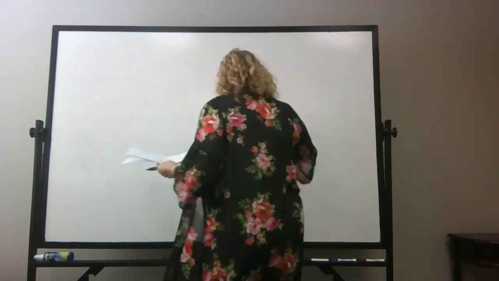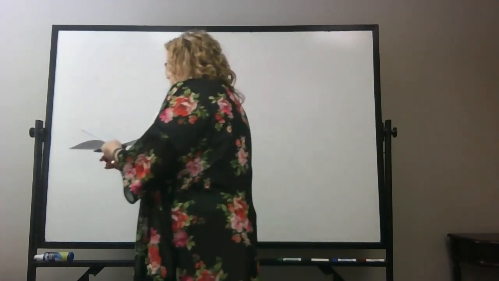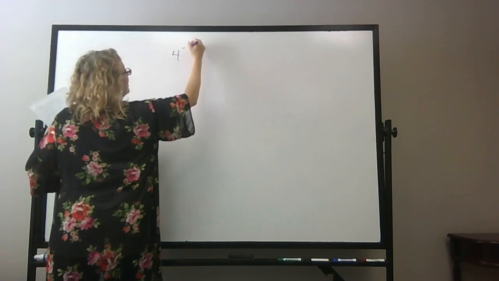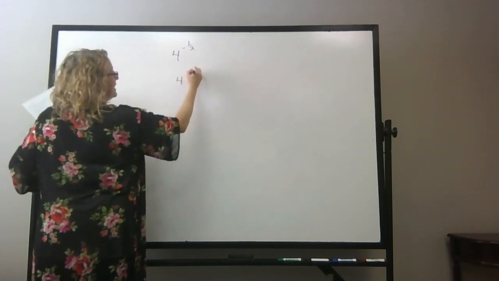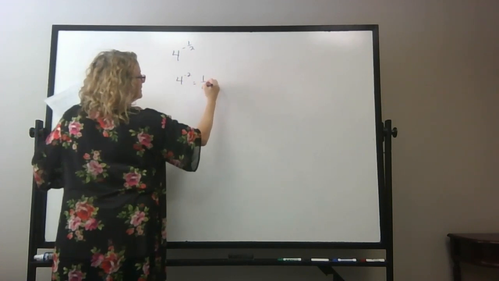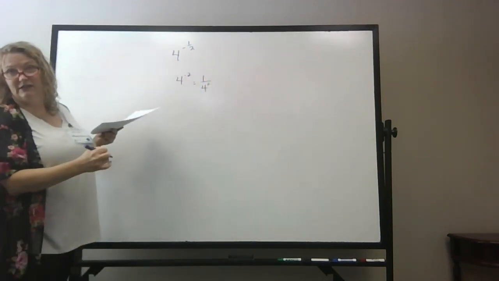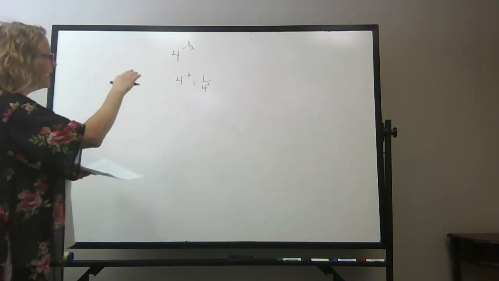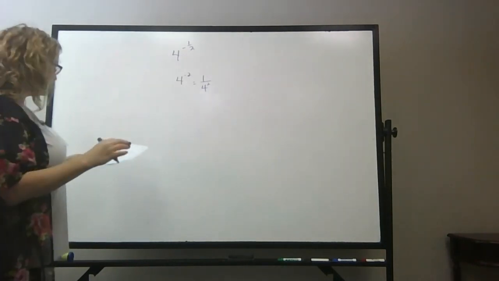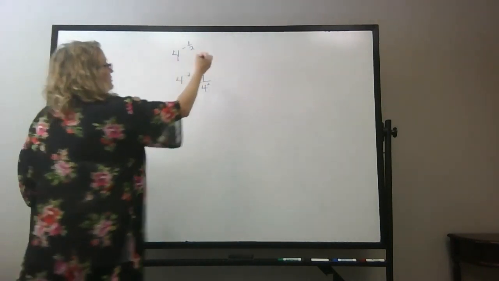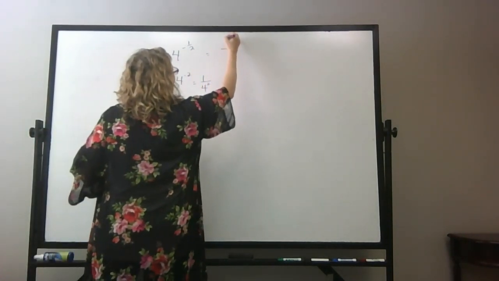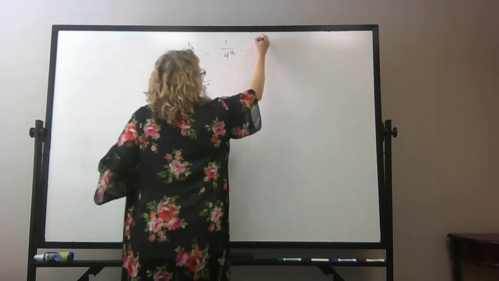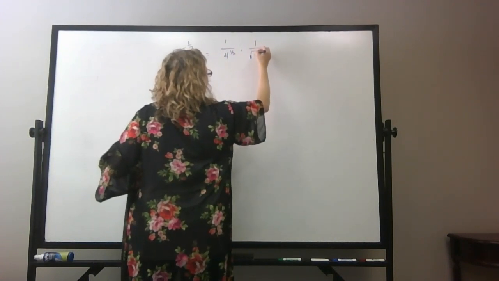Moving on from there, let's look at the idea if I've got a negative fractional exponent. So if I have 4 to the negative 1/2, remember if I had 4 to the negative 2, I would wind up then still having 4 squared, but it means for me to take the reciprocal of that. So now this right here is going to be the same thing. I'm going to have the reciprocal of 4 to the 1/2, which is going to be 1 over the square root of 4.